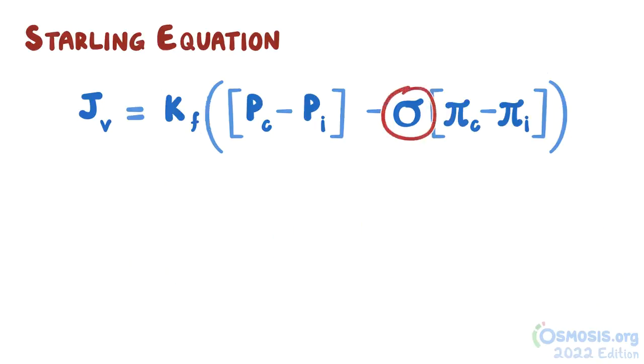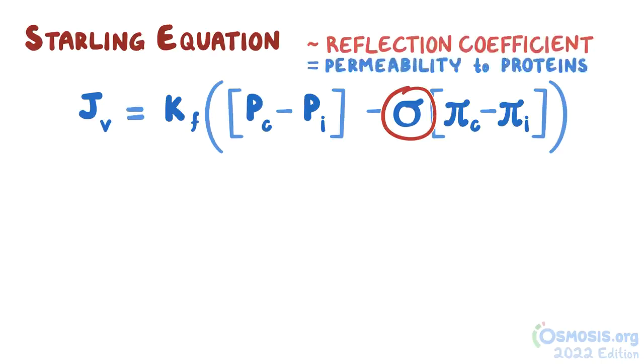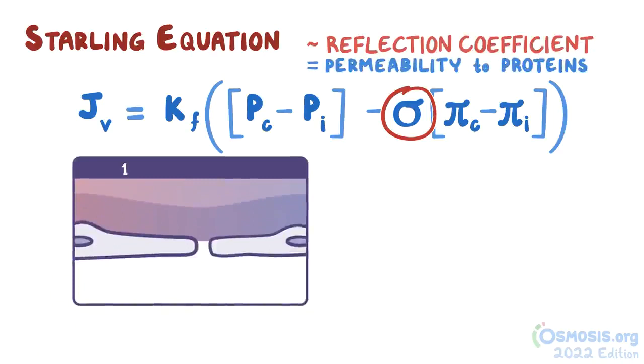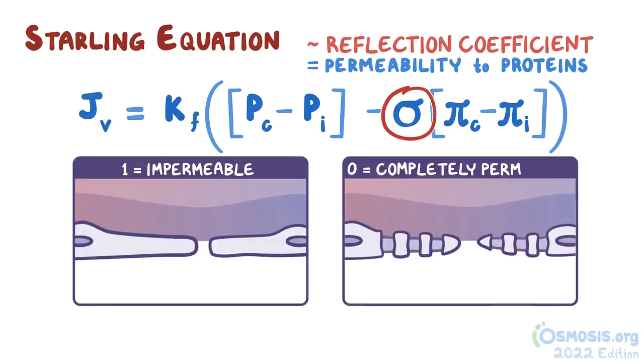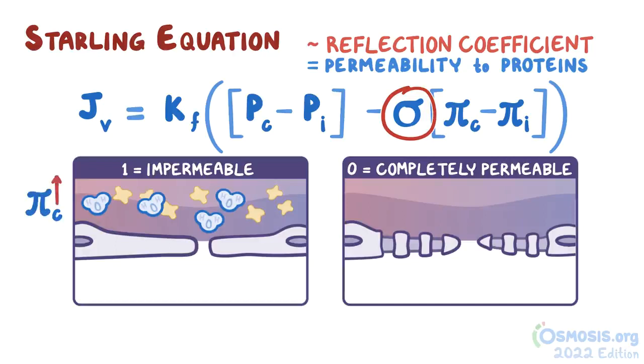Lastly, there's the sigma, or reflection coefficient, and it describes the capillary's permeability to proteins. A coefficient of 1 means the capillary is impermeable to protein, whereas a 0 means it is completely permeable. So, when the reflection coefficient is 1, it means that plasma proteins, like albumin, are super concentrated in capillary blood and exert a great osmotic pressure. So, an increase in capillary protein concentration will lead to increases in capillary oncotic pressure, and therefore decrease the movement of water towards the interstitial space.